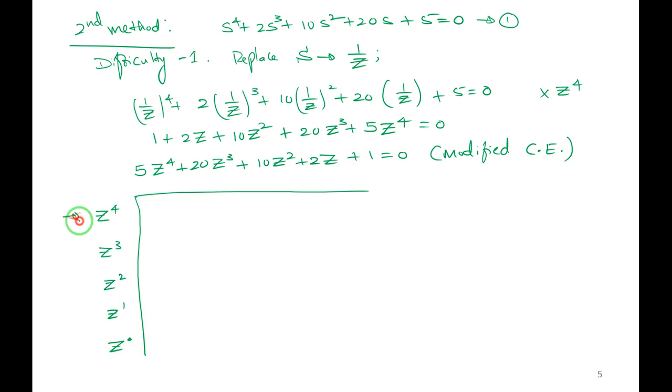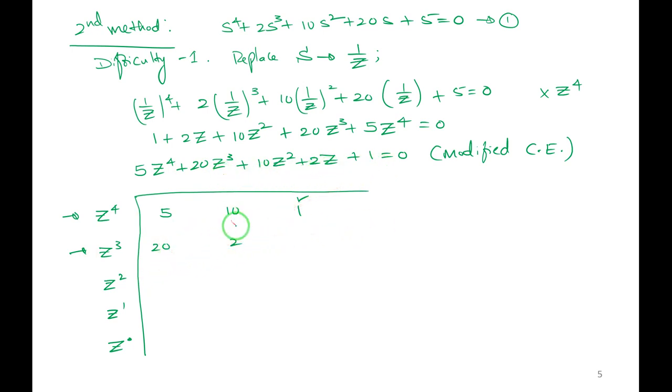In the first column, the odd term coefficients are 5, 10 and 1. 1 is the constant, so mark it. The even term coefficients are 20 and 2. Next, calculate the next element from 20 and 2.